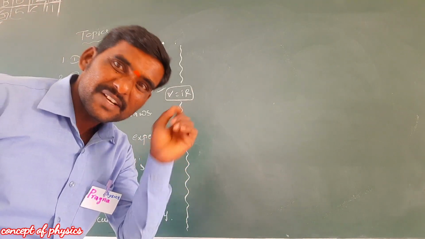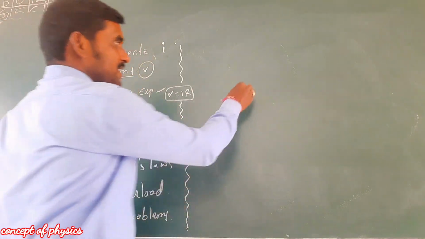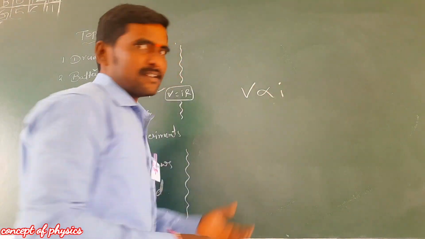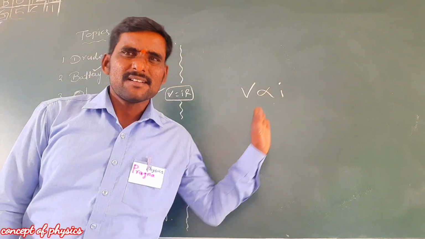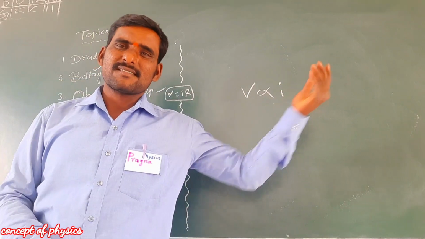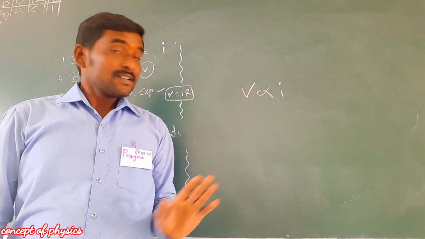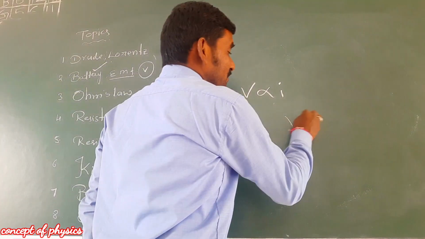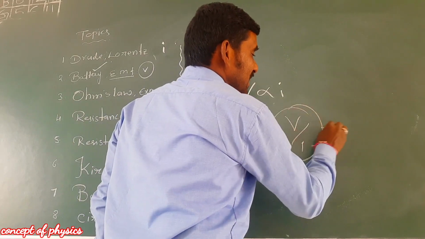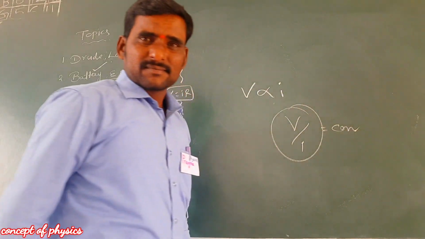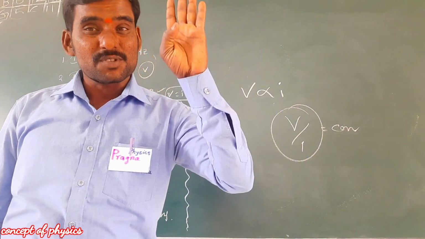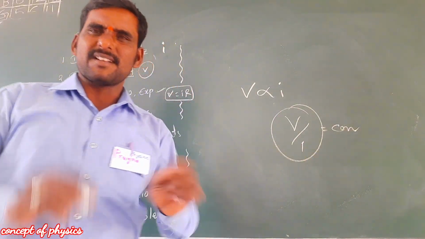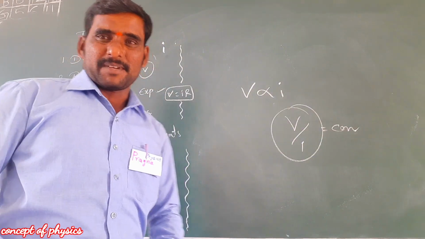Next, the Ohm's Law verification experiment. What is the verification? If V is proportional to I, then we can verify Ohm's Law. When I increase V, if I also increases, Ohm's Law is verified. They may also ask that V by I is constant. This is also the Ohm's Law verification experiment only. They ask 4 marks. Most important, the Ohm's Law verification experiment. In the next videos, I will go through the experiments.